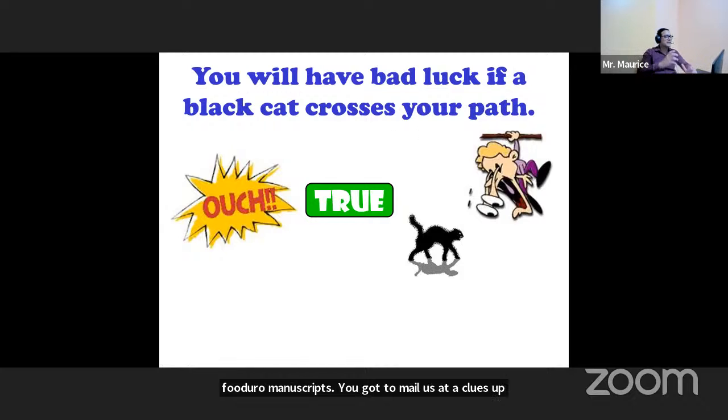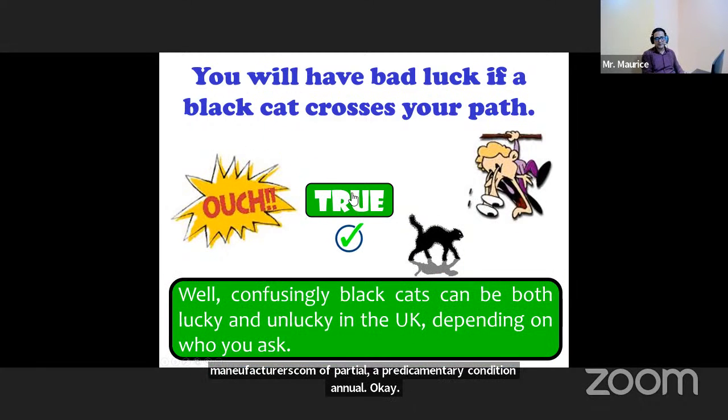Como te dije, Néstor, aquí no vamos a discutir de supersticiones, simplemente lo estamos tomando como parte del aprendizaje del condicional 1. Ok, so this superstition is true.